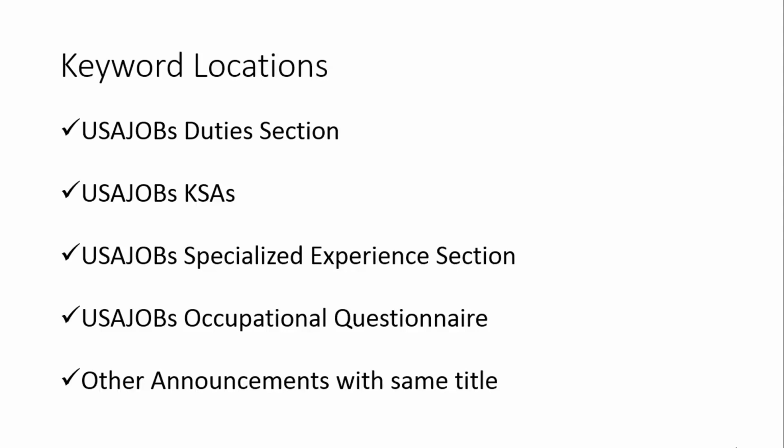So in some instances you can actually go back to USA Jobs and search for jobs with similar titles and go look at other announcements, even if they're with other agencies. You can do that, and oftentimes you can find really good keywords to use from other announcements that have a similar title. You don't always have to do that, but it does come in handy when the announcement that you're going to apply to doesn't have a whole lot of details offered.